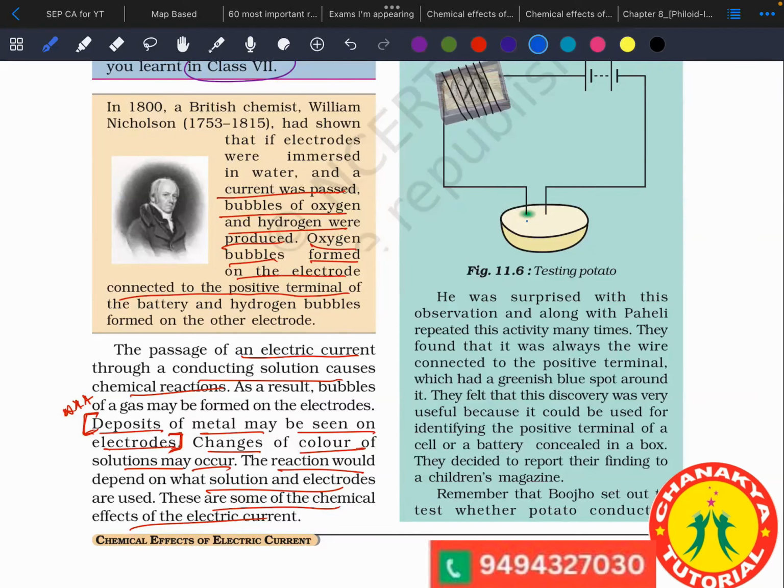They felt that this discovery was very useful because it could be used for identifying the positive terminal of a cell or a battery concealed in a box. They decided to report this finding to the children's magazine.